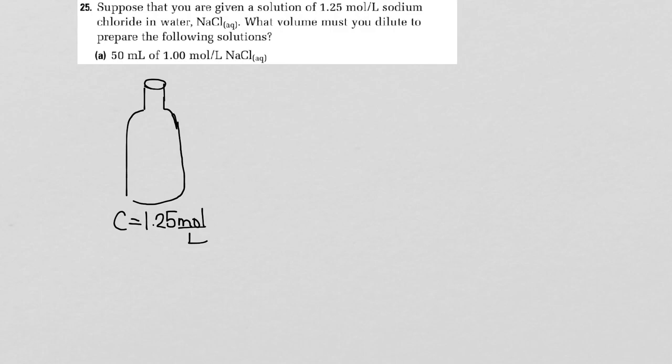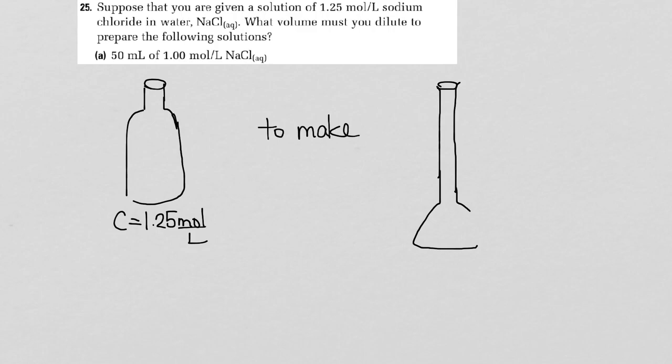And you are going to use this to make a solution. Whenever you're making a solution, we use one of these flasks called a volumetric flask. You're going to use it to make 50 mL, so that's our volume, of 1 mole per liter solution.